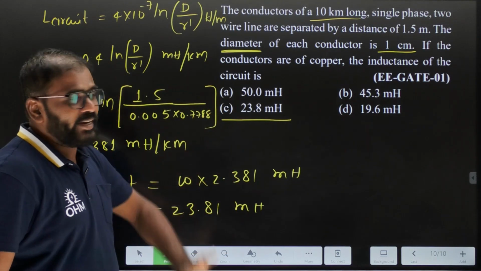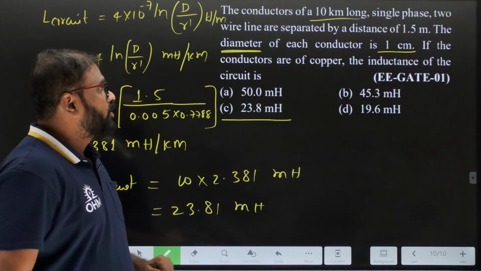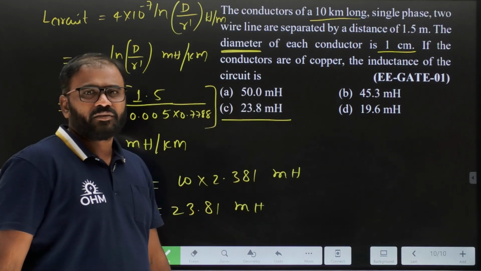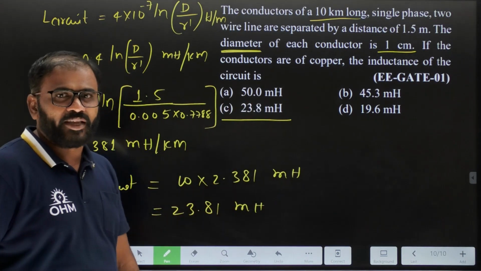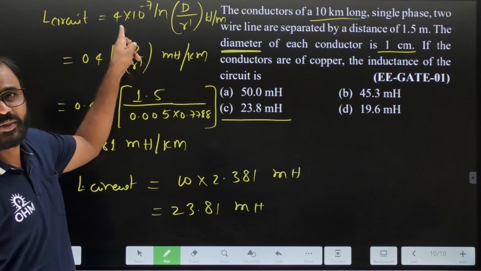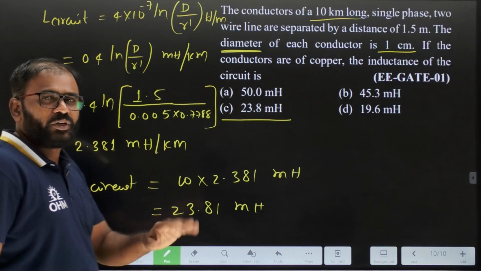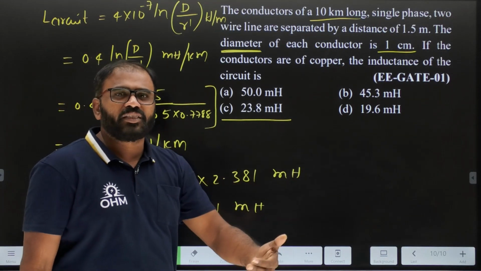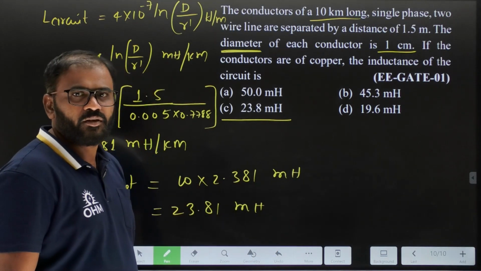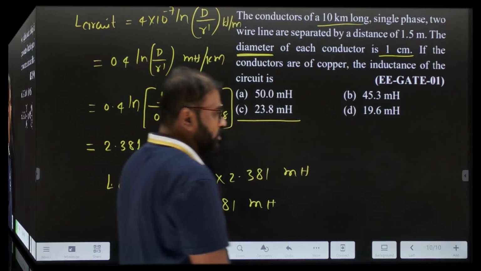Instead of asking for circuit inductance, if the question asks for the inductance per conductor of a single phase transmission line, then instead of 4 you have to take 2. You should be very careful with the single phase line. Circuit inductance is always 2 times the inductance of the single phase line. Okay, so we'll move on to the next question.